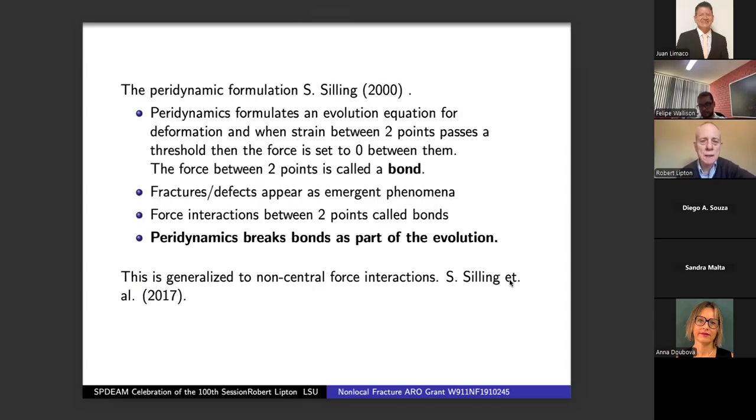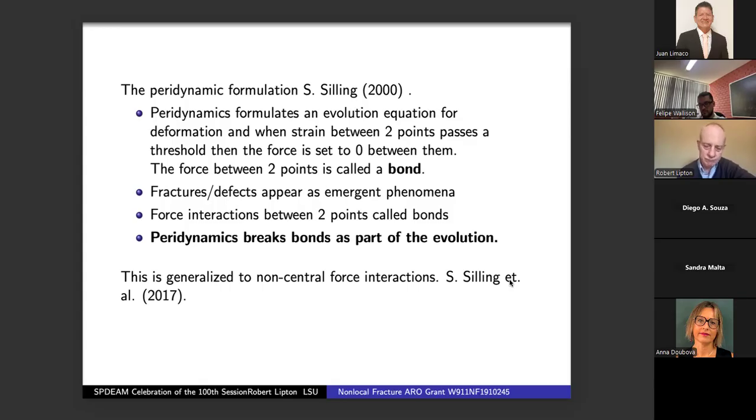So we back up a little bit, and we start with this peridynamic formulation introduced by Stewart Silling. And the way peridynamics works is it formulates an evolution equation for the u field of the form F equals ma. And the key is when the strain between two points passes a threshold, then the non-local force from one point acting on the other becomes 0.